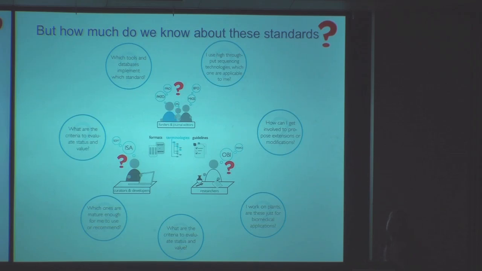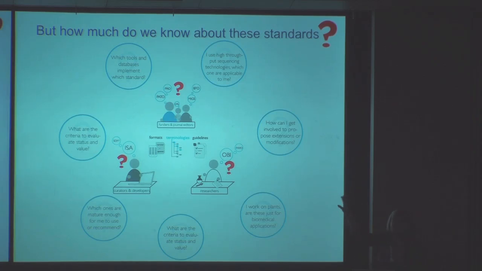For example, we don't know how to evaluate the maturity and popularity of standards so they can be recommended. We don't know very easily which tools implement which standard, because these are dynamic: new ones come, there are new versions, some are deprecated. And what is the value of standards? How can we change them? How can we extend them? All this information is very difficult to access, not just by researchers, but also by curators and developers.